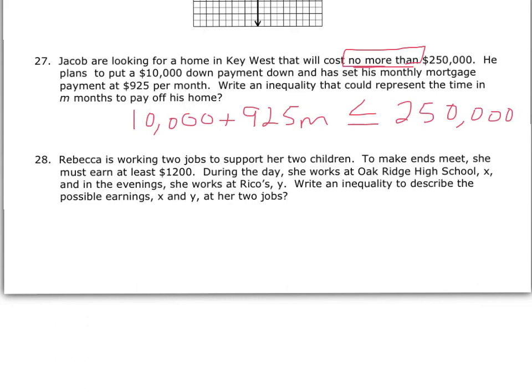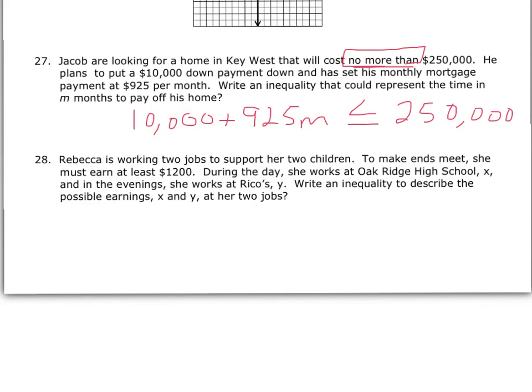to pay off his home. So if we take away the 10,000 and then divide by 925, the number of months, we don't want to pay any more than that. So this side has to be less than or equal to the 250,000.